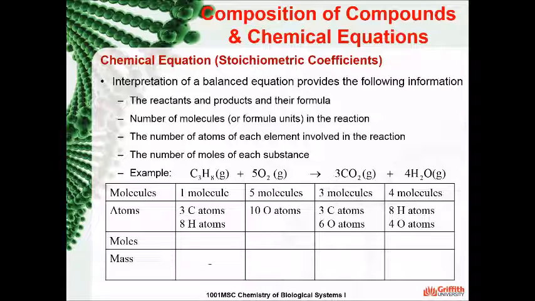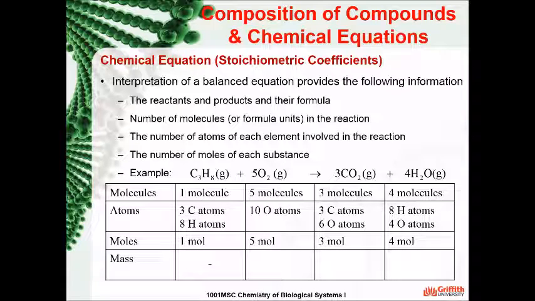We can calculate the number of moles for the compounds in the reaction. So instead of using the number of molecules, we use the number of moles. In this example, 1 mole of C3H8 reacts with 5 moles of O2 to produce 3 moles of CO2 and 4 moles of water. This is called the molecular ratio or the molar ratio. From the number of moles, we can calculate the mass by using the molar mass.